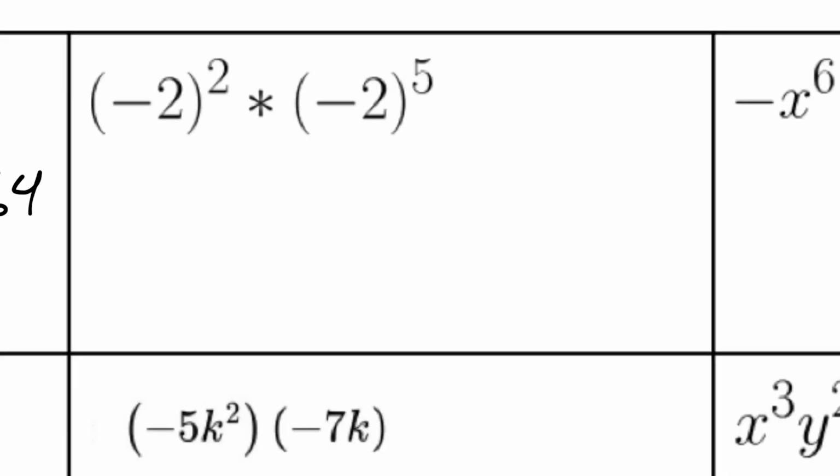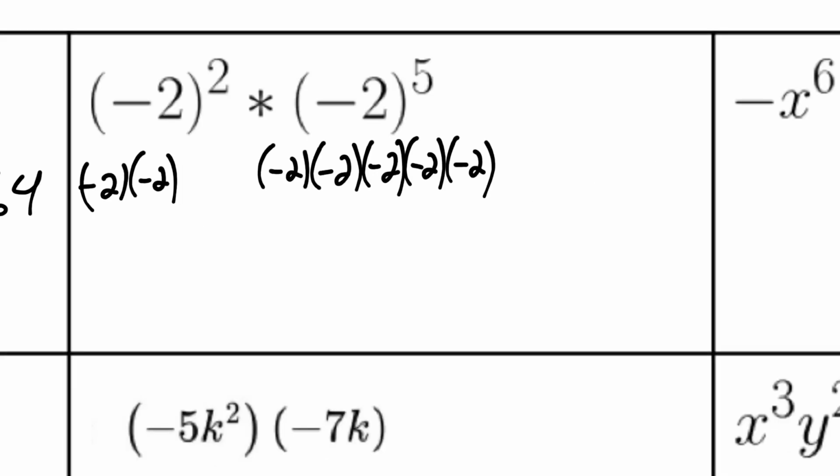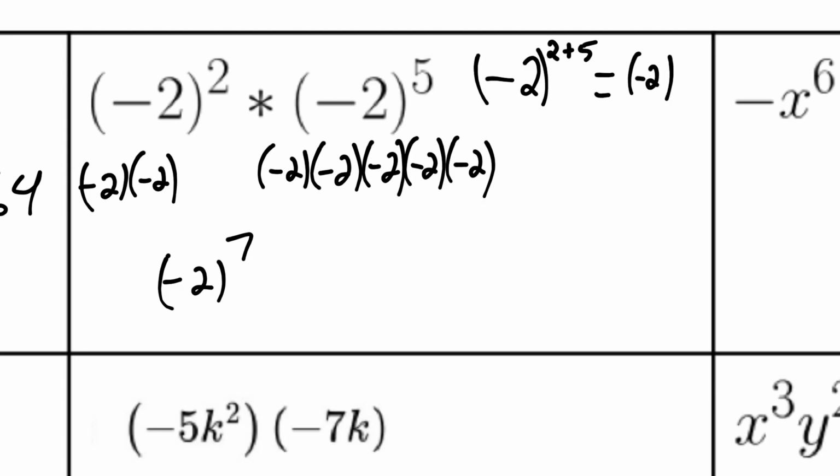With this one, we have to think about how many negative 2's there are. On the left, there's 2 of them. On the right, there's 5 of them. Altogether, there are 7 negative 2's. I can also think of this as 2 plus 5. If I resolve this in my calculator, I'm going to get negative 128.